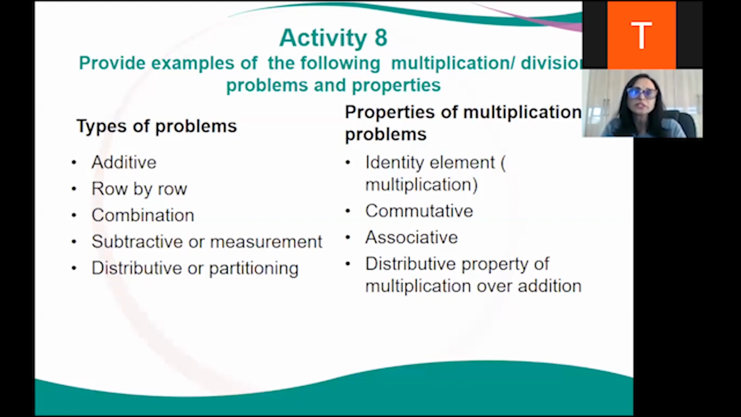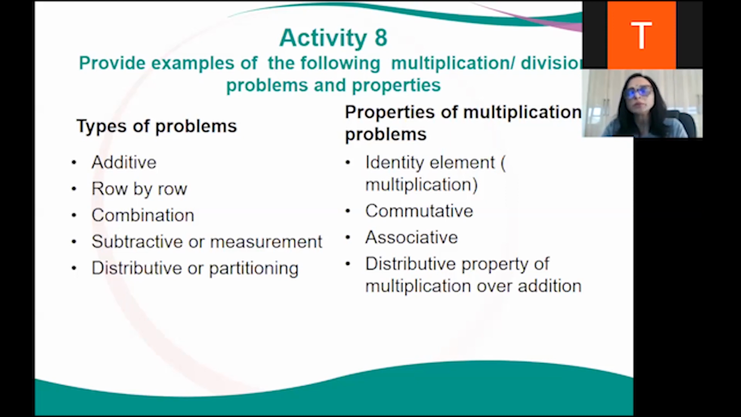The next activity is to provide examples of the following multiplication or division problems and properties. Here again, these are the types of problems that you see on your left: additive, row by row, combination, subtractive or measurement, distributive or partitioning. Now you need to know what each of these types of problems entails. Here you would see a combination of multiplication and division problems. Please give us an example of each of these types of problems.